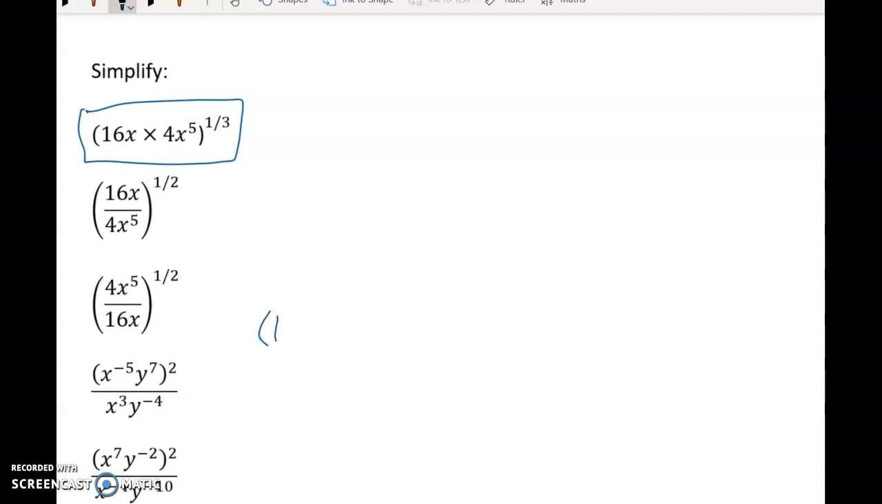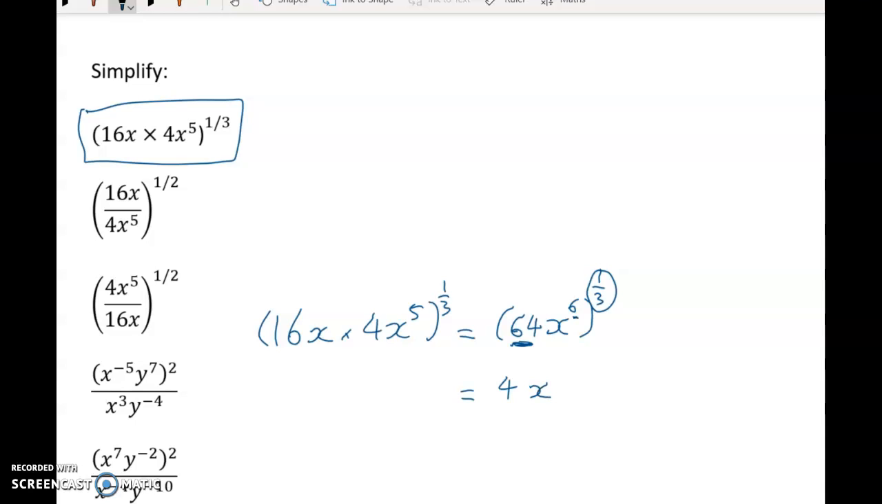So for this first one, we've got 16x times 4x to the power of 5 to the power of 1/3. Cleaning up what's inside, we get 64x to the power of 6 to the power of 1/3. That gives me 64 to the power of 1/3. That's the cube root of 64, which is 4. And now I have x to the power of 6 times 1/3, which is 2, so 4x squared.